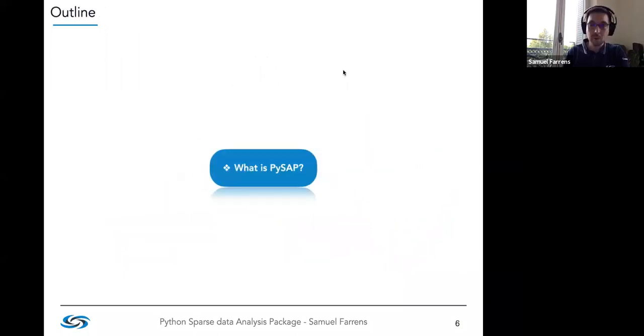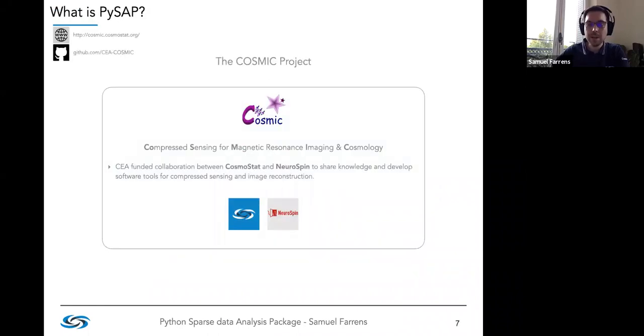So what is PySAP itself? Well, firstly, PySAP started via the COSMIC project. COSMIC stands for Compressed Sensing for Magnetic Resonance Imaging and Cosmology, an interesting combination of terms that you probably won't see very often. This was a project that was funded by CEA to foster collaboration between different departments.